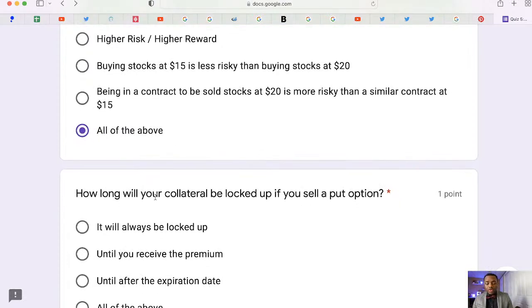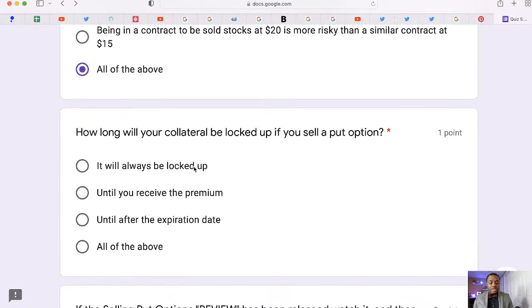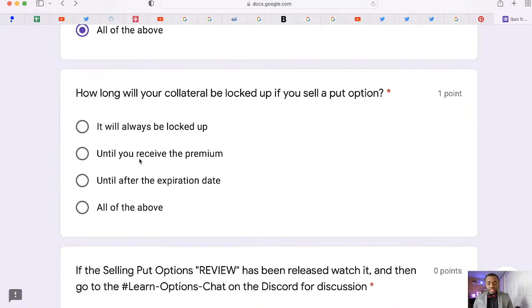So next question, how long will your collateral be locked up if you sell a put option? And the answer is right here, until after the expiration date. So that $2,000 in our Neo example, in this case, you would have basically had to lock up your $2,000. You can't use it until after the expiration date. Now that's if you get it back, right? And why would you get it back? Because they did not exercise. Then you would get it back. If they did exercise, you would get 100 shares at the strike.